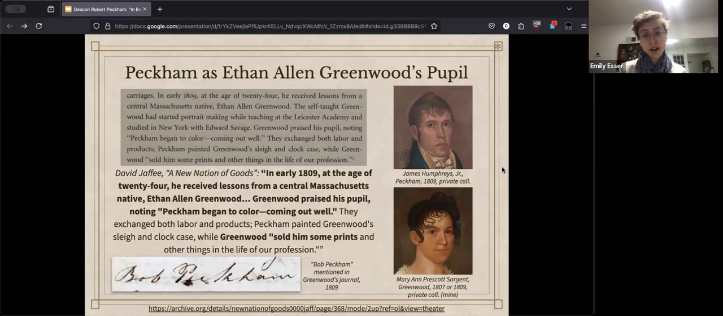And here we can see that their styles actually are not too dissimilar at this time. James Humphreys, his friend in 1809, we know it's his friend. He wrote on the back that it was to my great friend, James Humphreys, or similar. And then here's The Lady by Greenwood. She was painted 1807 or 1809, indecipherable writing, but this coincides pretty well with when Peckham was learning to paint. And I think you can really see the likeness between them stylistically.